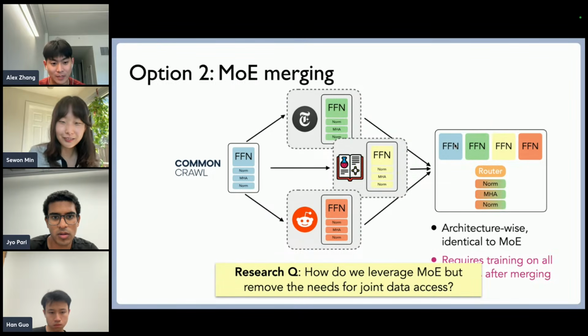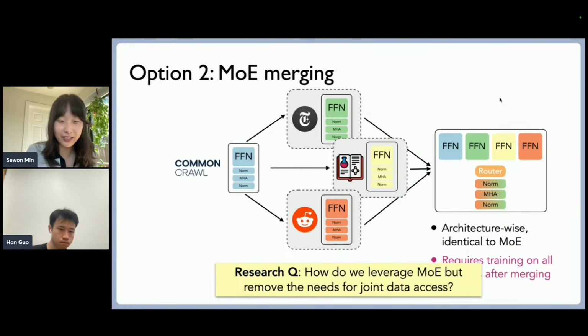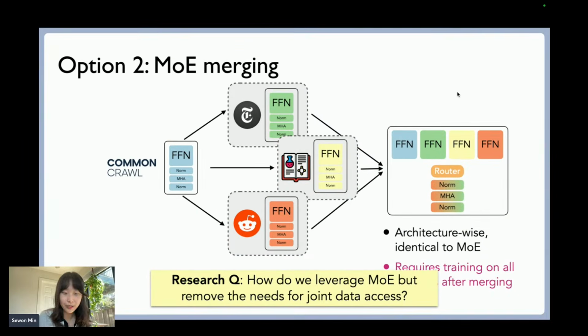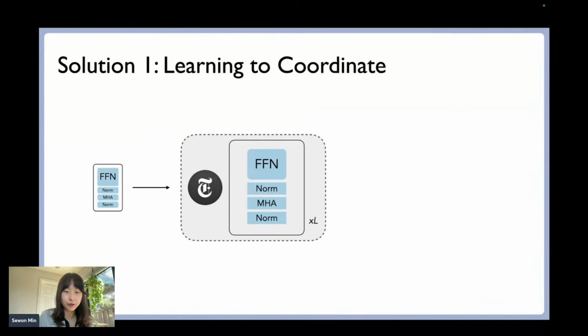Yeah. Cool. I can go over our method and then take more questions. So these are two approaches, and as I just mentioned, what we want to do is keep the mixture of experts architecture, but have a better training algorithm to remove the need for joint access of the data. So how do we do that? We came up with two different solutions to address this.